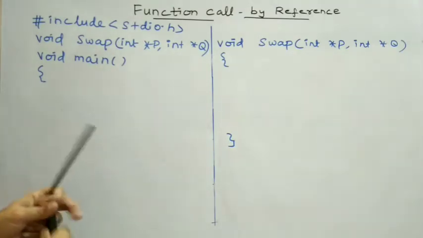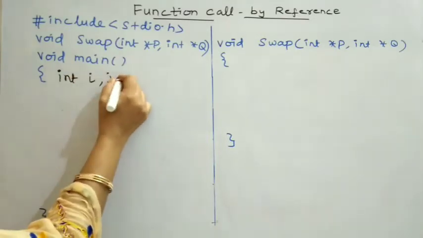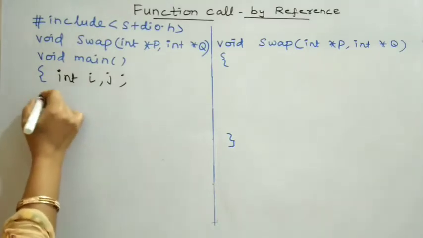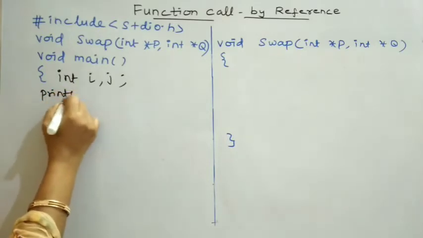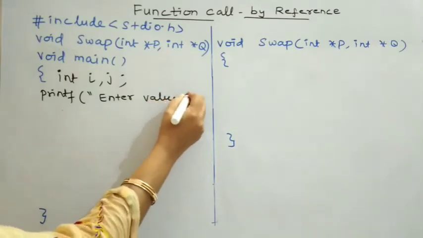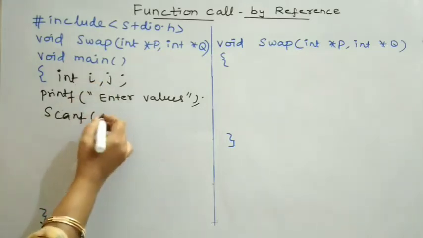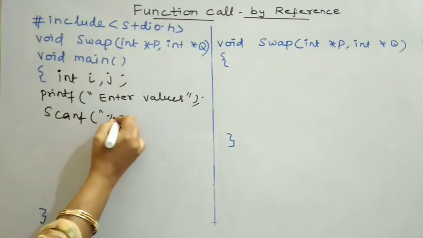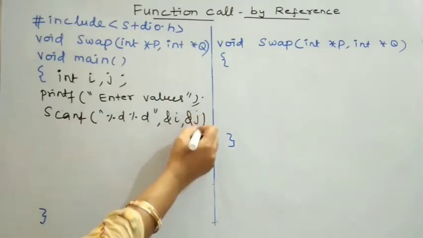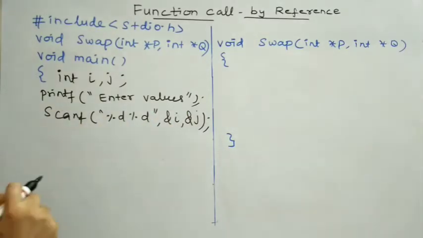Inside my main function, I am going to declare two integer variables i and j, which I need to swap. So get the value of i and j. Before getting the value of i and j, I am prompting a message, that is enter values. Using this scanf function, I am going to get values of i and j. Since i and j are integer values, I am using control string %d, that is &i, &j. Get the values for i and j and assign the value in the memory address of i and in the memory address of j.